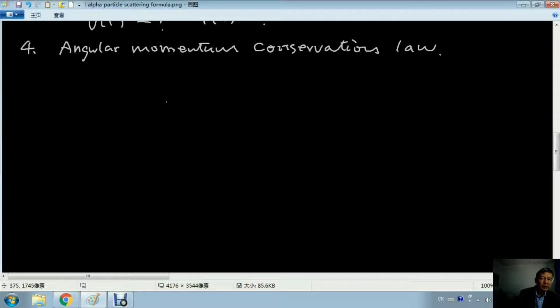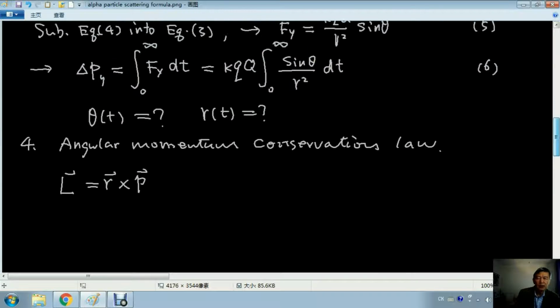So that is the angular momentum conservation law. So what is the angular momentum? By definition, an angular momentum will equal the vector product of the position vector and the linear momentum. So let's consider how to write the momentum in this case.